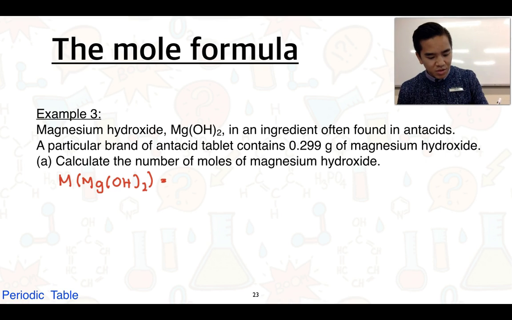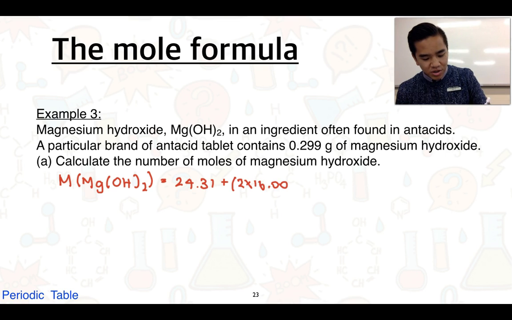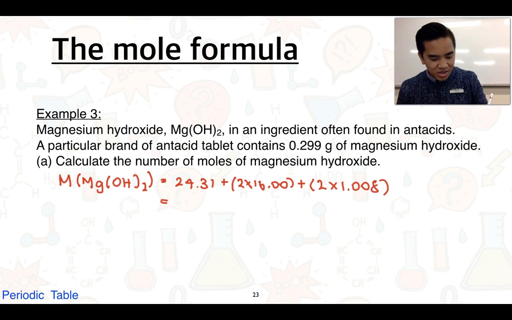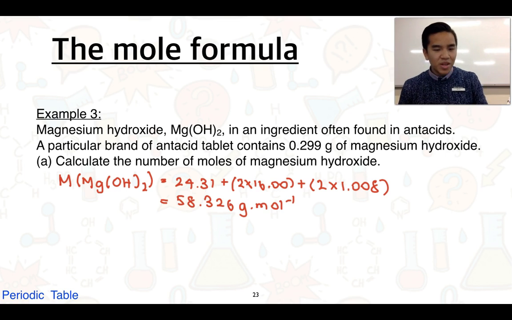So we've got 1 magnesium. If we have a look at the formula, this hydroxide is in brackets. We've got 2 of it, so that gives us 2 oxygens and 2 hydrogens. So we're going to add that to 2 oxygens and then 2 hydrogens. And that'll give us a molar mass of 58.326 grams per mole.